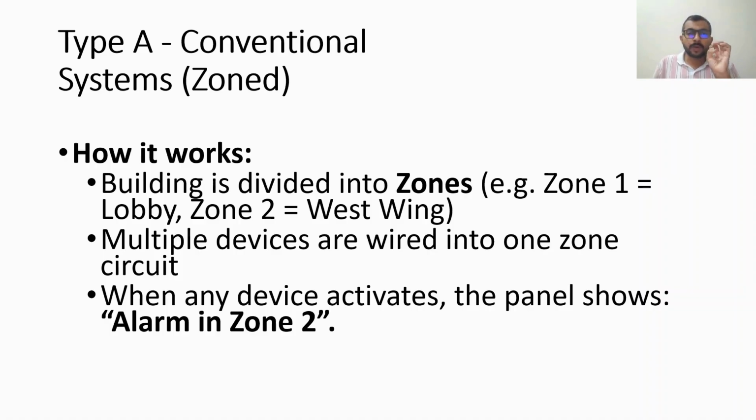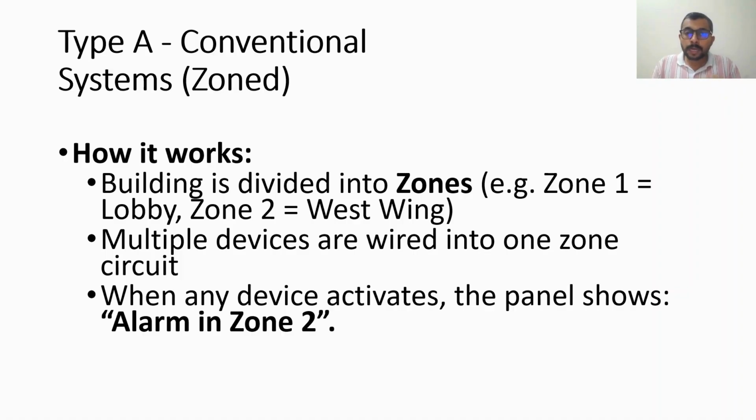If any one device in that particular zone is activated, then the panel shows alarm in zone 2. This is an example. To repeat, if any device in that particular zone gets activated, the panel will show alarm in zone 2. This is what happens in a conventional system.